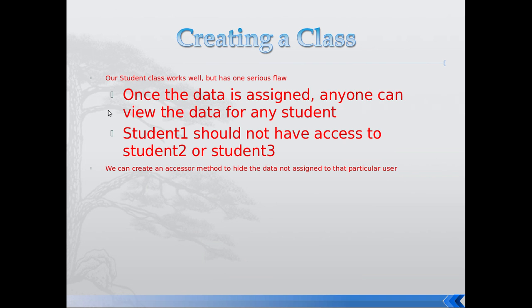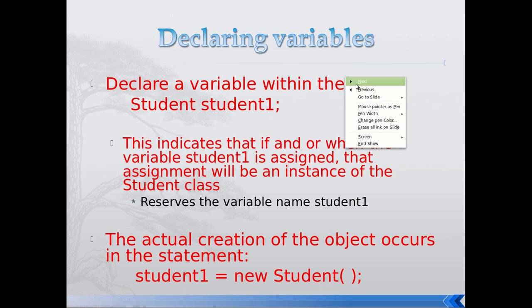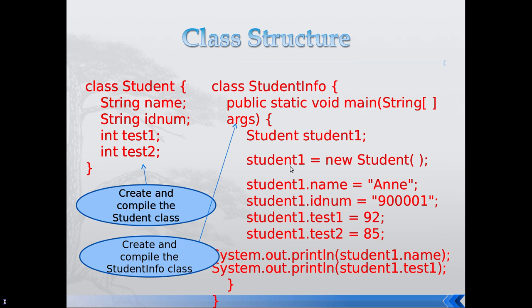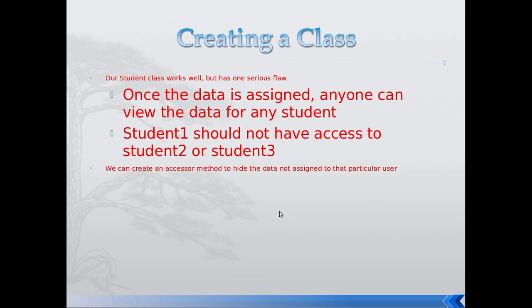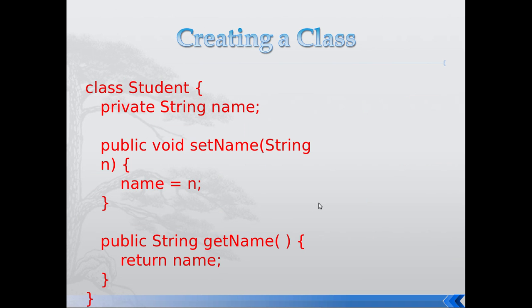There is one really bad thing about what we've done so far, and that is, once the data is assigned, anybody can view the data for any student, or for that matter change it directly. If you go back and look, if somebody had access to our code or access to this program, they could go in and directly set their values for test1 and test2, which is a bad idea. Also, people can view other people's test grades and change them, and that is just not a good situation. It's actually a federal law that you need to keep student data private. You can't share that with the public, just like medical data.